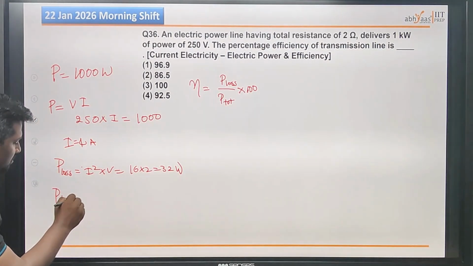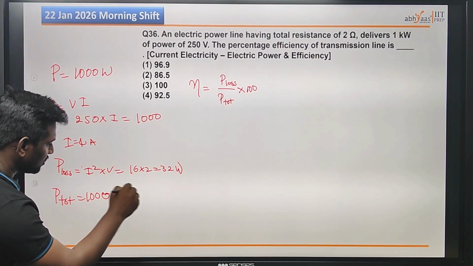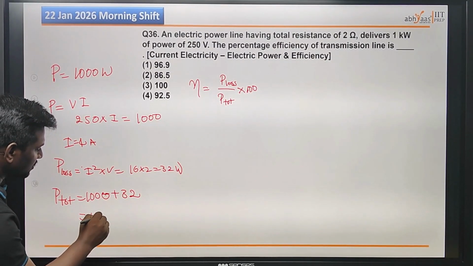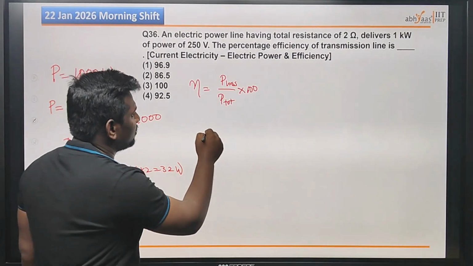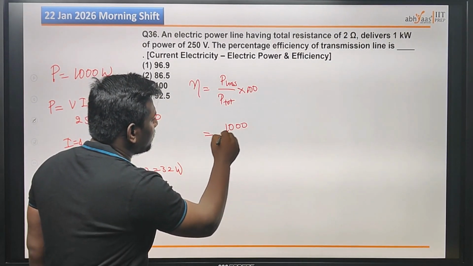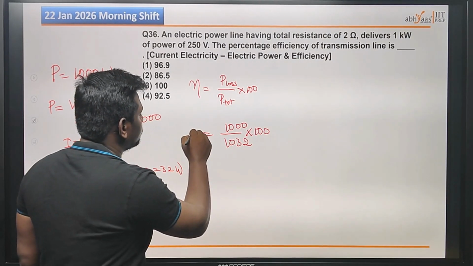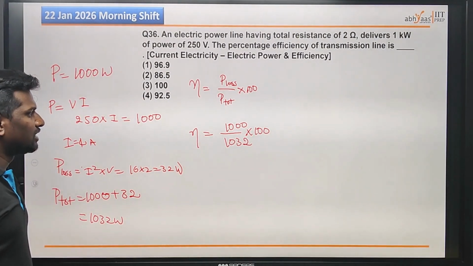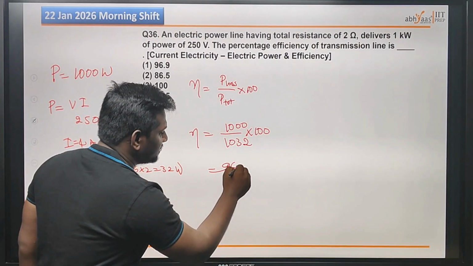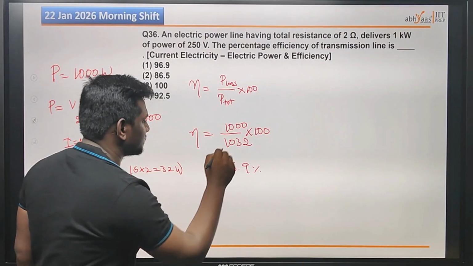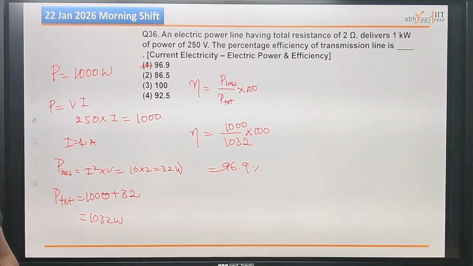So what is the total power? Total power can be written as 1000 plus 32, that is 1032 watt. So here you will get 1000 by 1032 into 100. This is our efficiency. If you cancel out the things, you will get the answer 96.9%. So option 1 is the right answer.